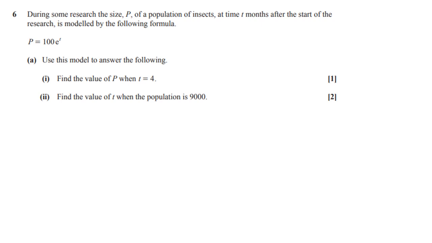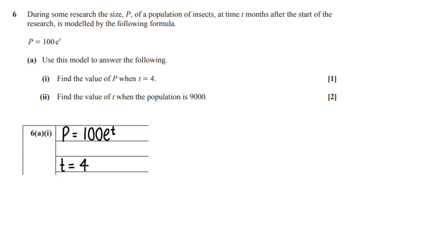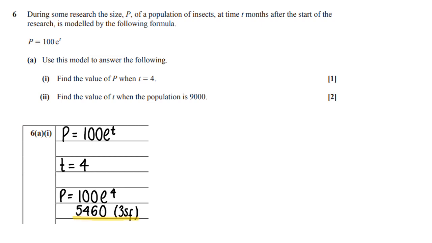So for this question, I've got to substitute t equals 4 into my equation p equals 100 e to the t. Doing this, I get p is equal to 100 e to the power of 4, which I can type into my calculator to give me an answer of 5,460 to 3 significant figures. Part II then asks me to find the value of t when the population is 9,000. So this is find the value of t when p is equal to 9,000.